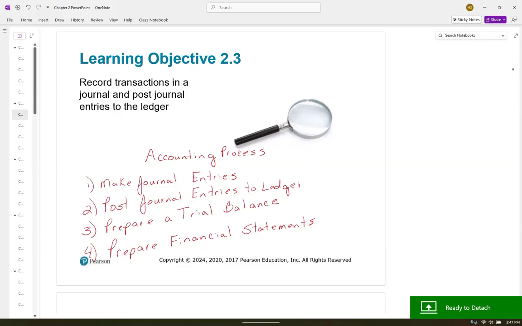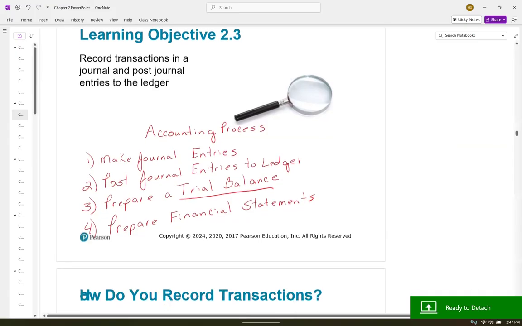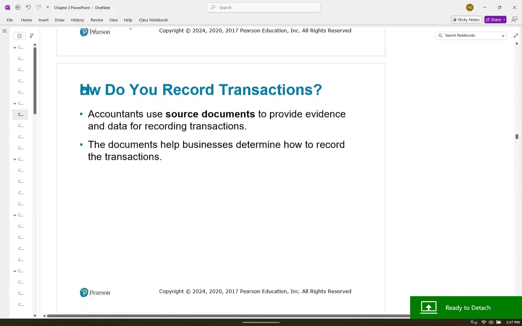Okay. Note, a trial balance is not a financial statement. Financial statements, outside people can see the financial statements. Pretty much the only people that are going to see the trial balance are on the inside. Okay. It's not a financial statement. All right. So let's dive into making journal entries.